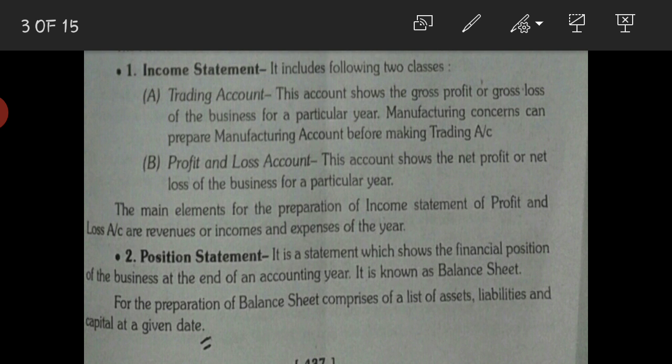This is also called the balance sheet of the business. It is not an account, it is a statement which shows the financial position of a business on that particular day, which shows what the assets of the business are, what the liabilities are and what the capital of the owner is.